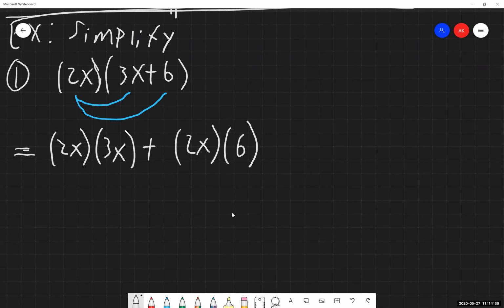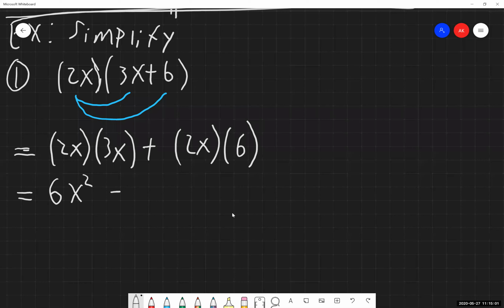So I've distributed the monomial through to each term inside of the polynomial. So I have 2x times 3x plus 2x times 6. And now I'm going to work with these things individually. So what is 2x times 3x? Well, 2 times 3 is going to give me 6. X times x is going to give me x squared. And I'm done with my first term.